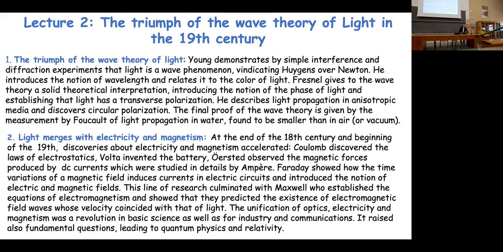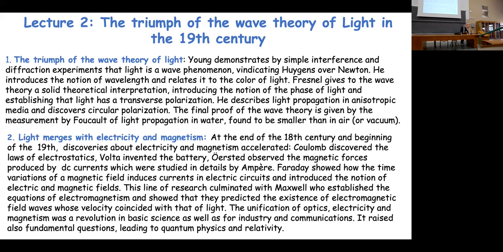The second part of the lecture will discuss the merging between optics, electricity, and magnetism. At the end of the 18th century and the beginning of the 19th, discoveries about electricity and magnetism accelerated. Coulomb discovered the law of electrostatics. Volta invented the battery. Ørsted observed the magnetic forces produced by currents, which were studied in detail by Ampère. Faraday showed how the variation of a magnetic field produces currents in an electric circuit and found the laws of induction. He also introduced the notion of electric and magnetic fields.